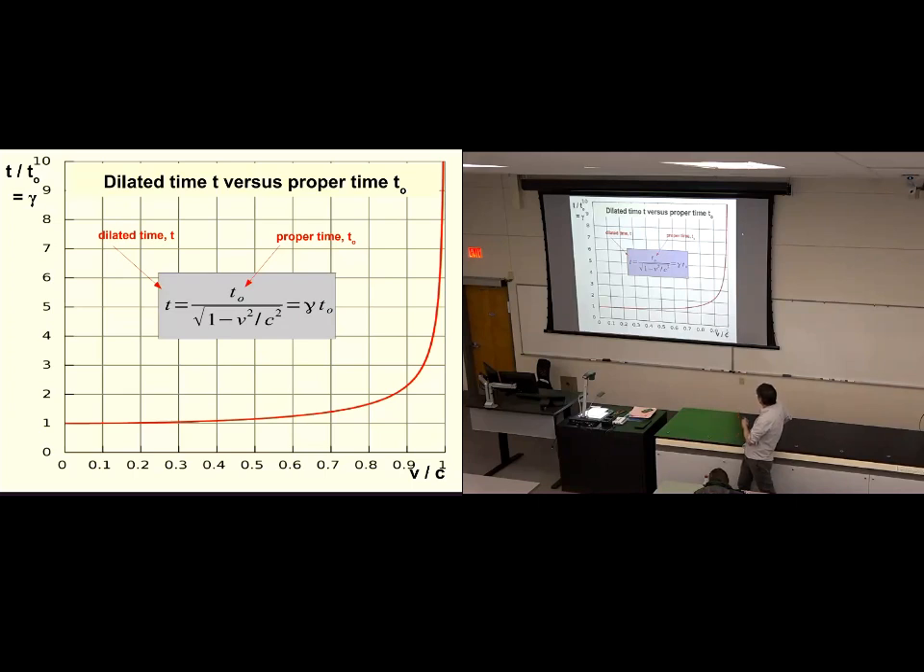And look, if you were going at 90% of the speed of light, that clock is going to run 2.5 times slower. So this can become a big effect. If you were going at 99% of the speed of light, somewhere up here, that clock would be running about 10 times slower. So time dilation becomes a huge effect at high speeds.